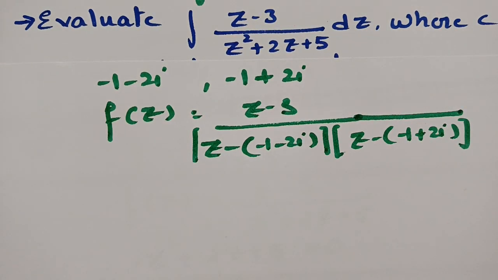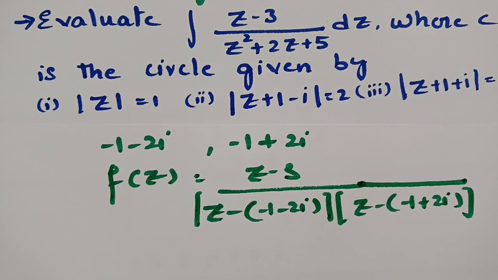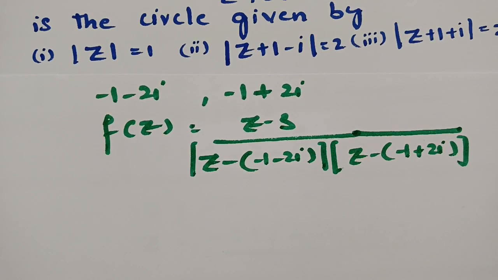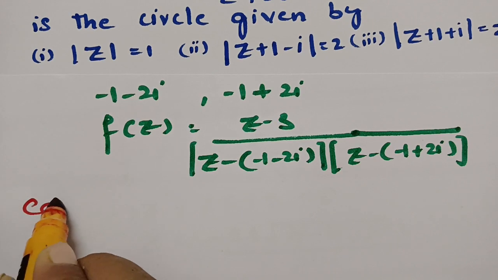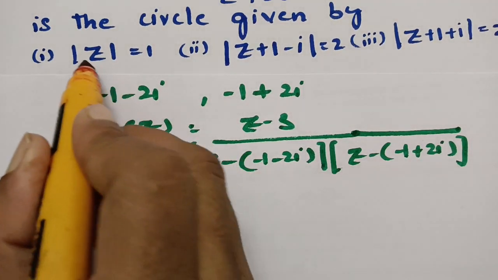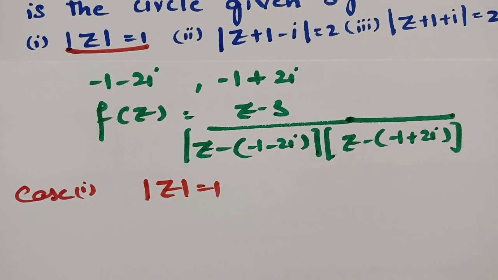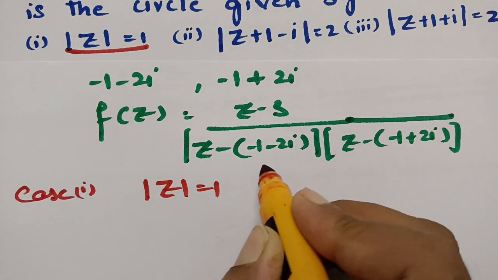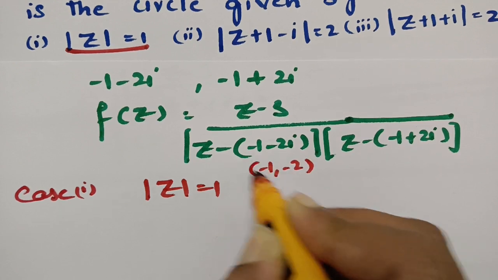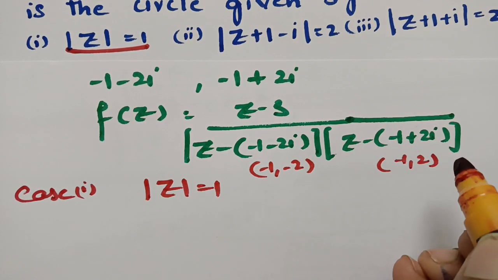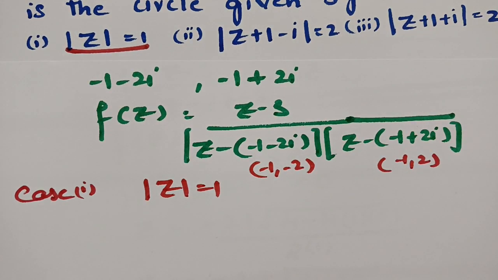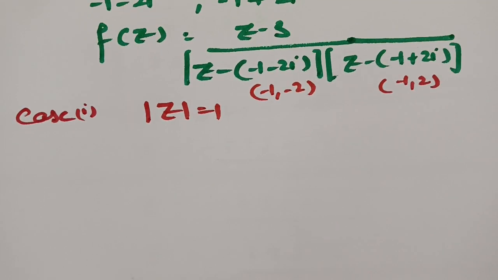Now we have to look at the circle equation. For case 1, that is problem 1, mod z is equal to 1. Here the pole values are minus 1, minus 2 and minus 1, plus 2, and now we have to plot this. It is also very clear.